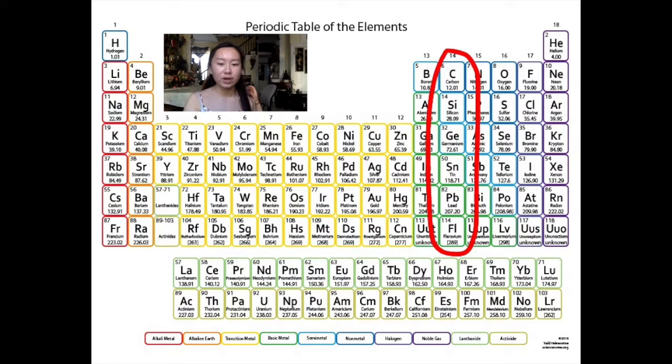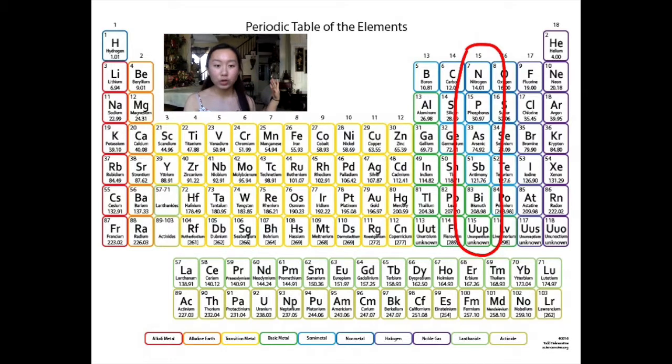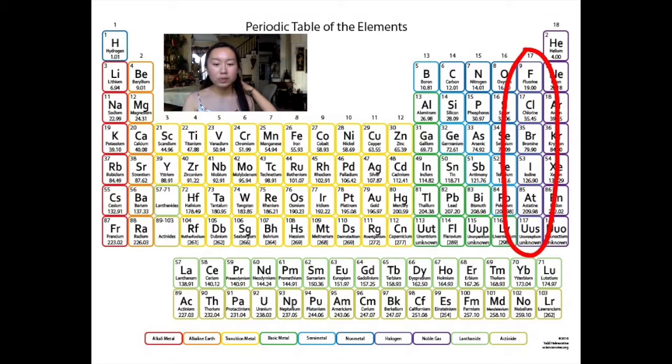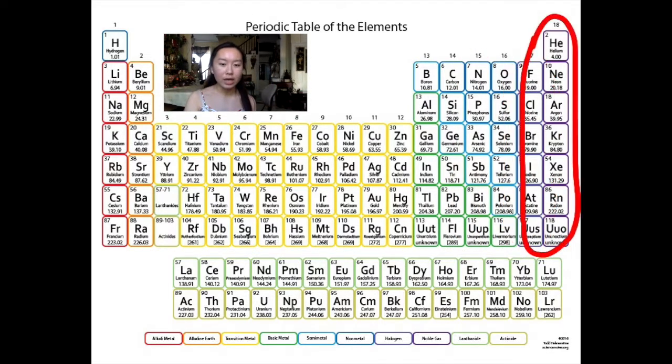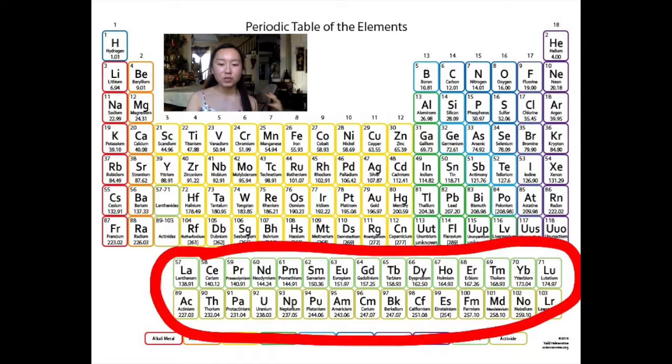Group 4 has various charges, and so does Group 5. Group 6 has a charge of negative 2. Group 7 has a charge of negative 1. And Group 8, also known as noble gases, has no charges. And F block has various charges.